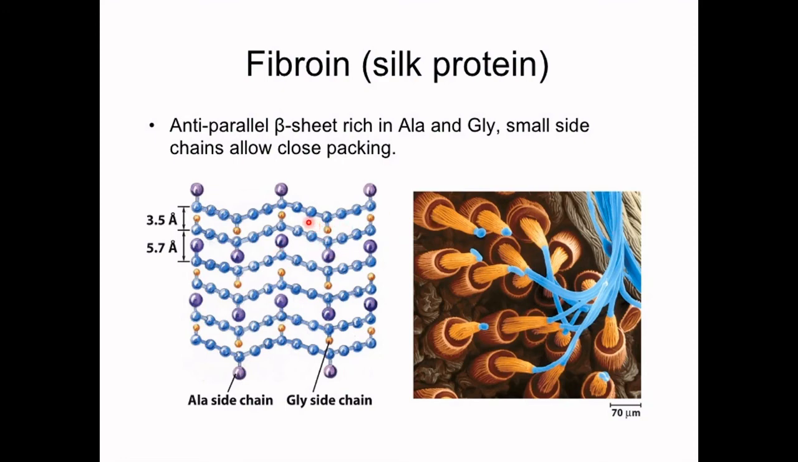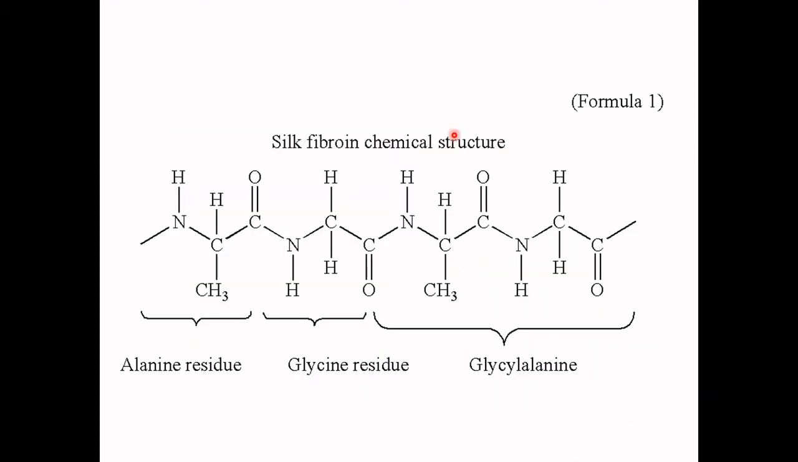So what does it contain? Anti-parallel beta sheet rich in alanine and glycine. The fibroin is made up of what? Silk protein is made up of anti-parallel beta pleated sheet which is rich in alanine and glycine. This is an alanine residue and this is a glycine residue.